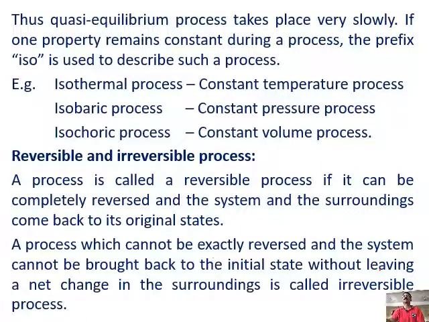So a process which cannot be exactly reversed, and where the system cannot be brought back to its initial state without leaving a net change in the surroundings, is called an irreversible process. The system should be brought to its initial state without leaving any change in the surroundings. But in the second example, you can make the system come to its initial state, but some additional heat will be transferred to the surroundings, 10.4 instead of 10. So some net change is there in the surroundings. That is not possible for a reversible process. Such a process is called an irreversible process.